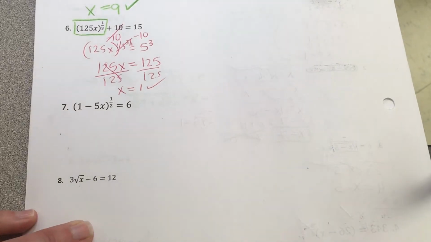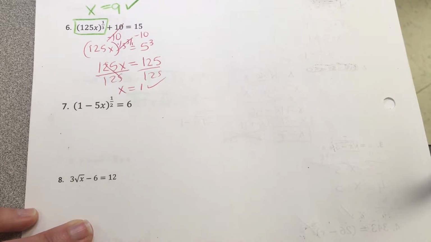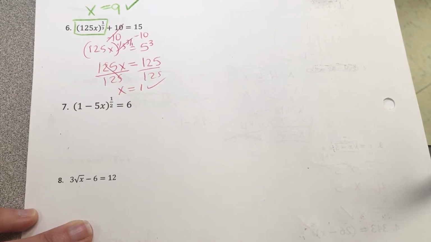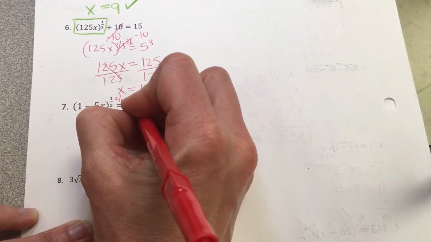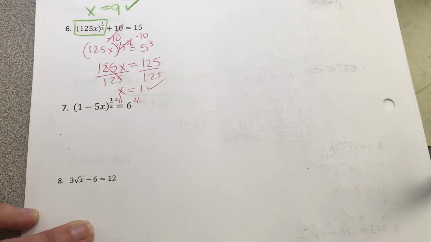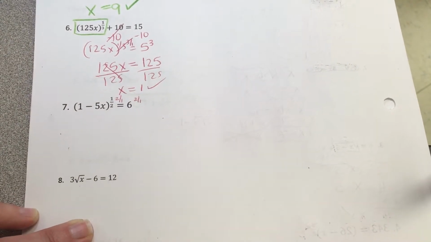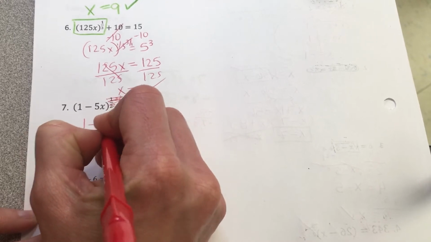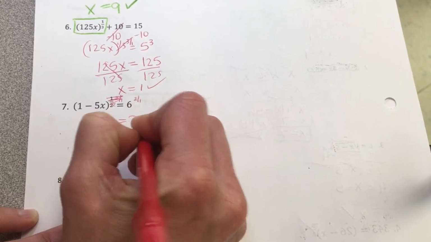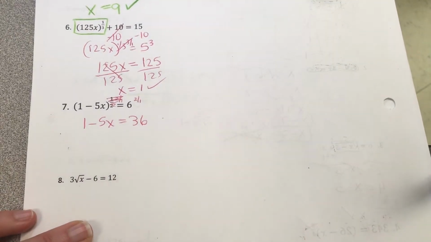All right, what do I do first on number 7? Yeah, you do the reciprocal. Why don't you move the 1 to the other side first? Because it's in the parentheses. Good. Okay, so you go ahead and do the reciprocal on this one. So those cancel. So 1 minus 5x equals 36.